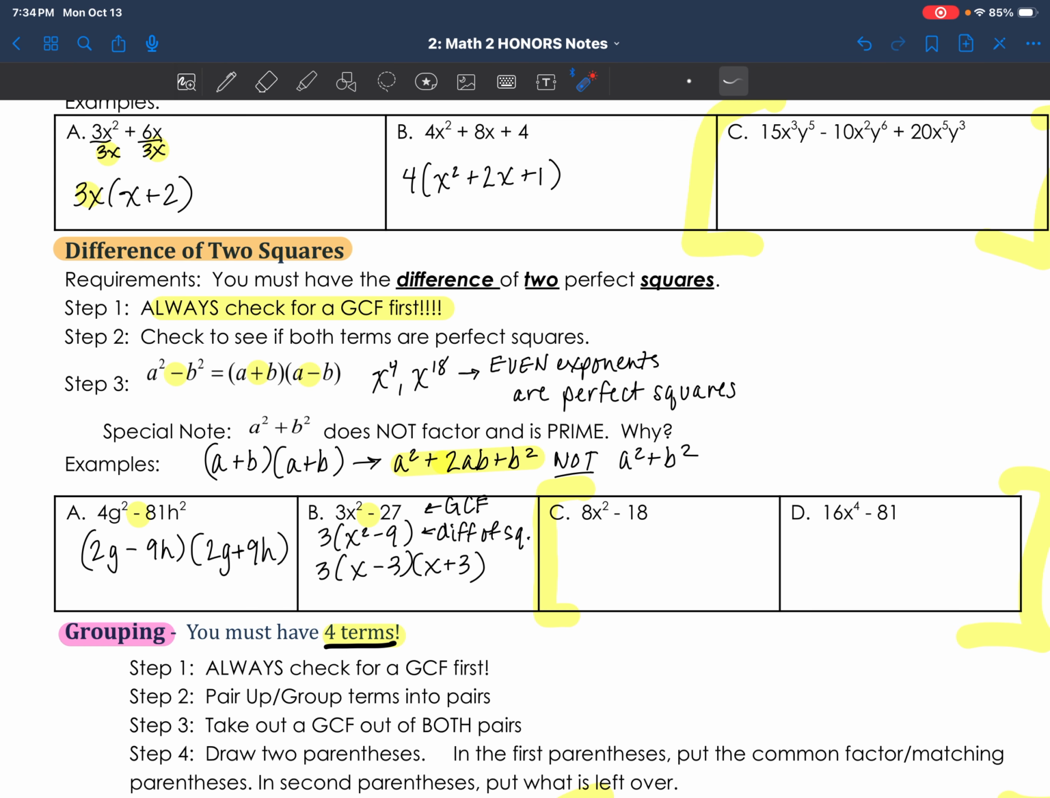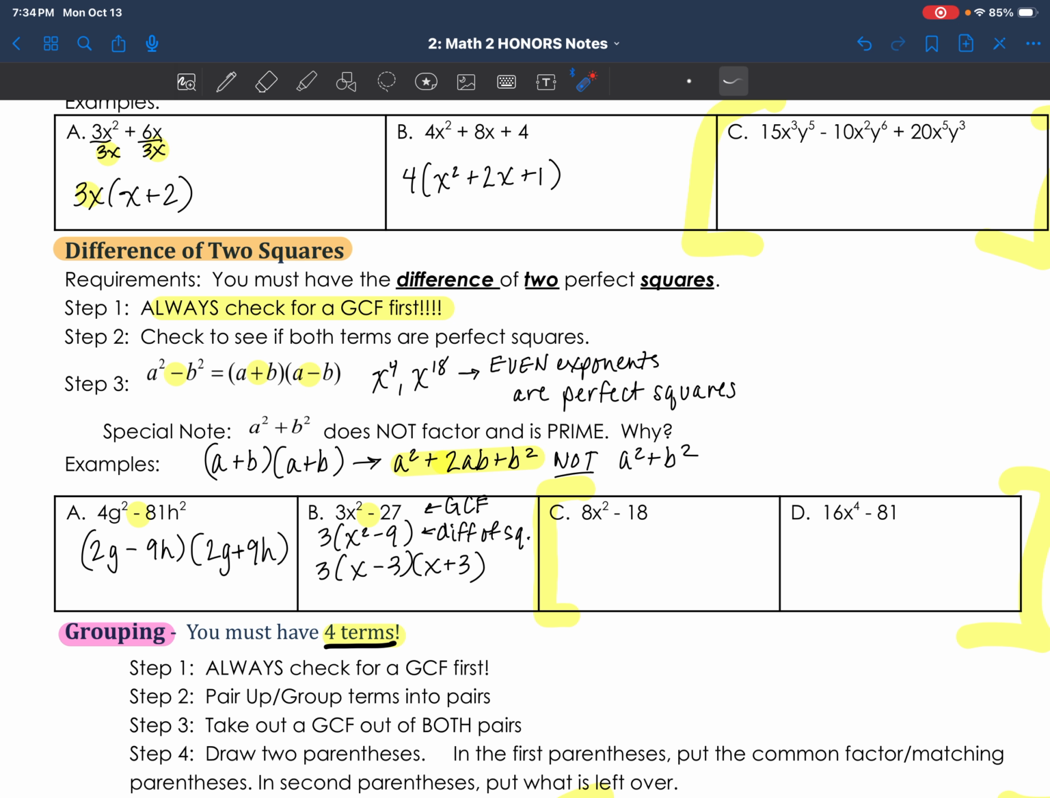All right, next up is difference of two squares. Now notice you have a difference, so difference means you're subtracting two perfect squares. So always look for the greatest common factor first, and then check to see if both terms are perfect squares.